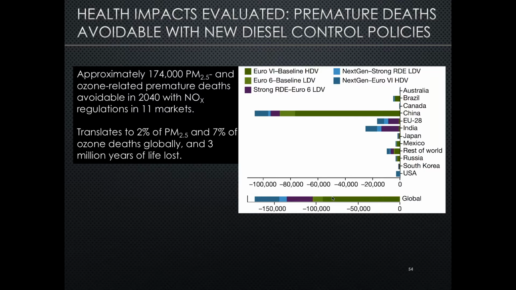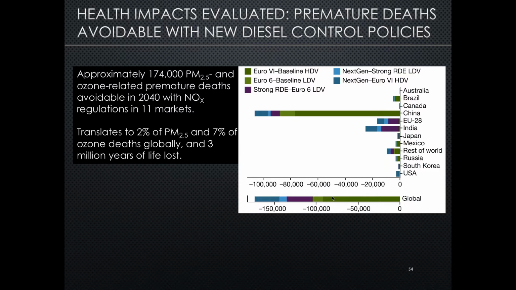We also modeled, as you've heard earlier, the improvements that could be made with more stringent diesel NOx emission policies. Here, if all of these 11 regions implement next generation standards, which are more stringent than Euro 6, we can avoid approximately 174,000 PM 2.5 and ozone-related premature deaths in 2040 with those NOx regulations in these 11 markets. And that's nearly eliminating the impacts of real-world diesel NOx emissions in those 11 markets. It translates to about 2% of PM 2.5 deaths globally and about 7% of ozone deaths globally and about 3 million years of life lost.